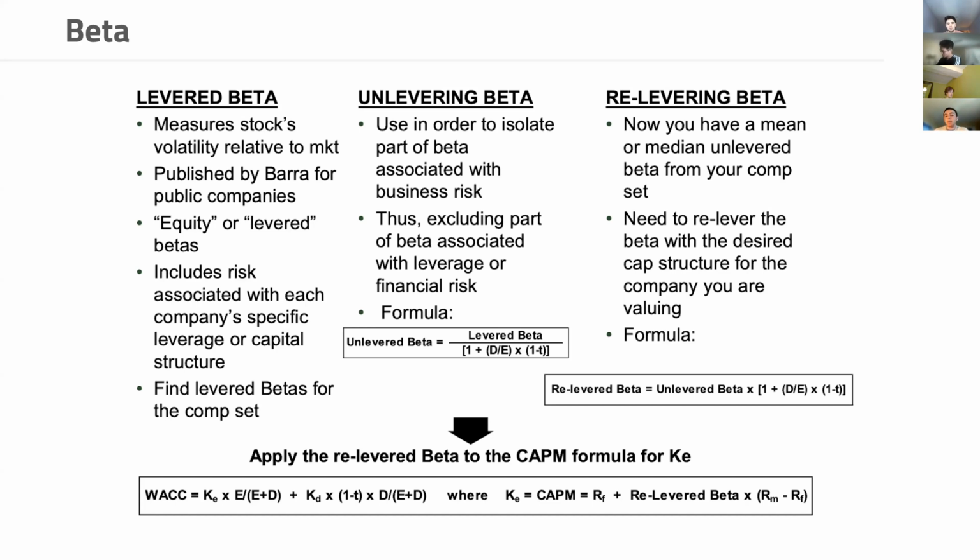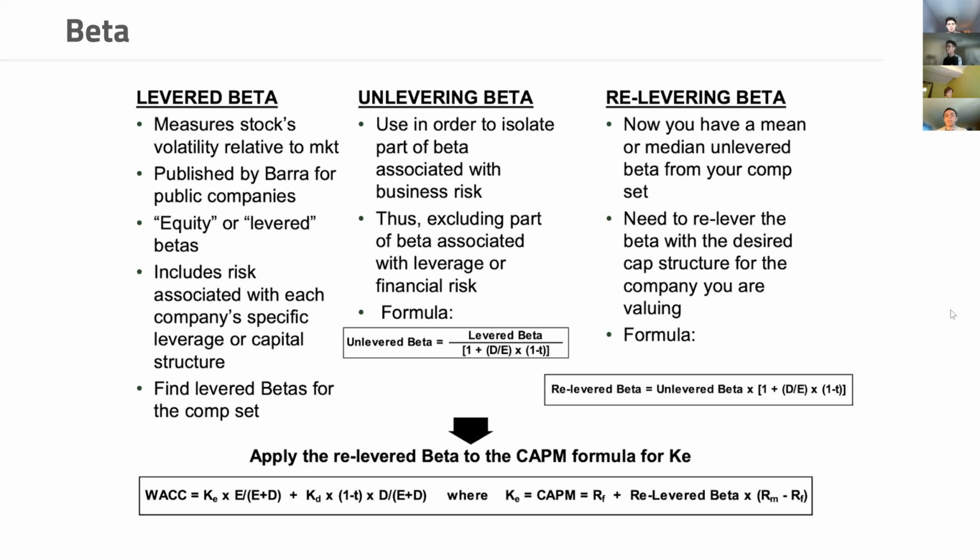So that's going to help us take out the impact of debt, basically, and then get to a more general metric that we can use to say this is the actual risk of the whole business. This is the actual risk of the assets that the company owns, so the actual risk of the unlevered cash flows that the company is going to be receiving.